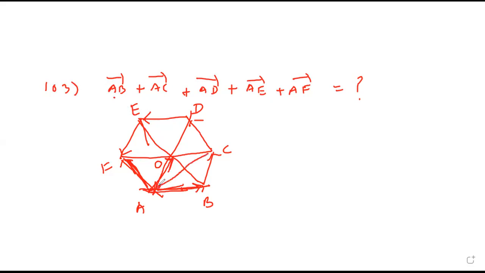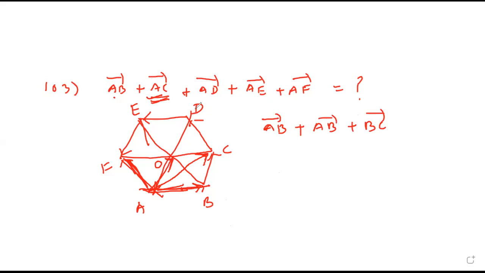This is AC. What is the triangle law? AB plus BC. So in place of AC, I'm writing AB plus BC. This AC is nothing but AB plus BC vector. Is that clear? Now AD they are telling.